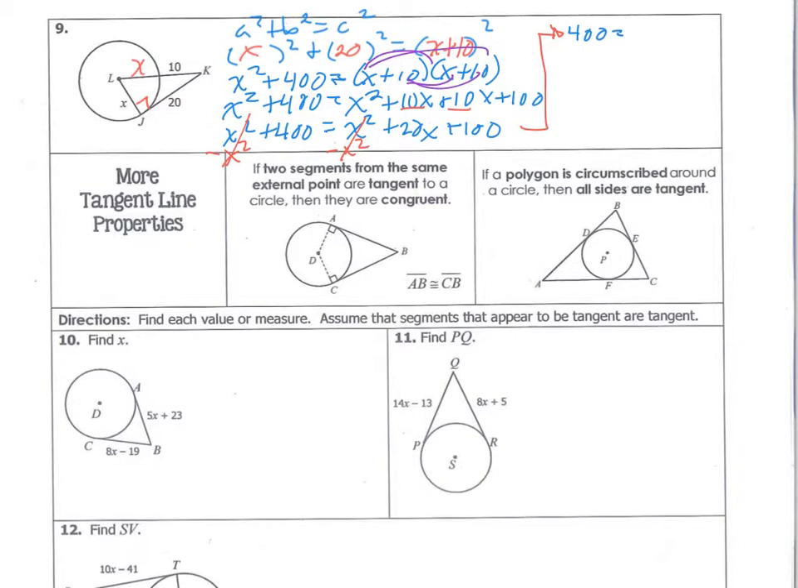equals 20x plus 100. Subtract 100, I have 300 equals 20x. Divide by 20. My zeros cancel. What's 30 divided by 2? 15, right? So isn't x equal to 15? So that one turned out nicely that I didn't have to refactor at the end.